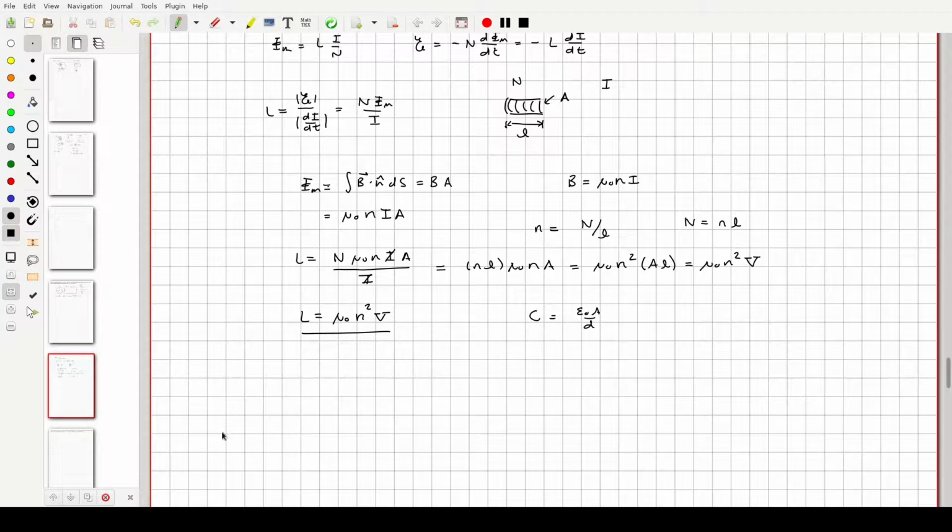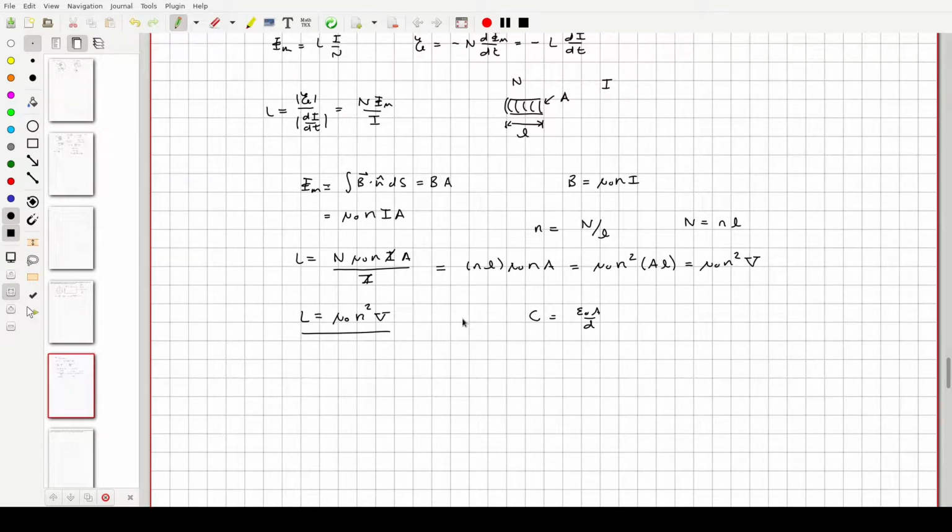Okay, the inductance itself is like capacitance. It's based off of the physical properties of the inductor, and not how much current you pass through it, not how much EMF it has in it. So that's something to consider.